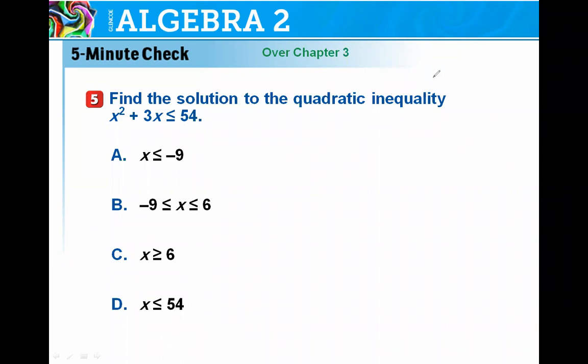Let's start our first problem, a 5 minutes check for the previous lesson, and it's one of the most important problems you may get in your quizzes and exams. Find the solution set of the quadratic inequality x squared plus 3x smaller than or equal to 54.